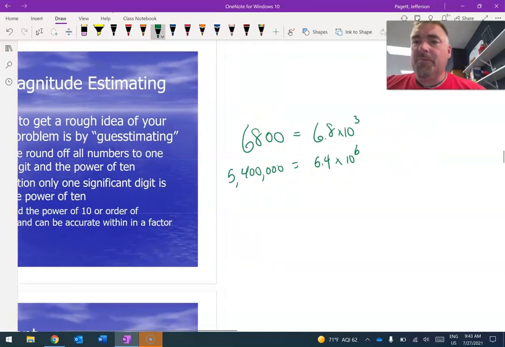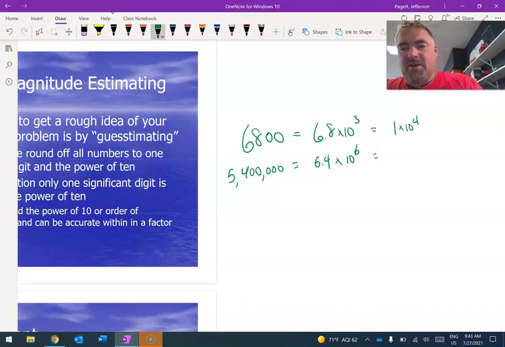Okay. Now, if I were to do an order of magnitude here, what I'm going to do is I want to round this to the nearest power of 10. And so my 6.8, this is going to round up. So this is going to give me basically 10. So it would be 1 times 10 to the 4th. Okay, so 10 to the 3rd, or 1 times 10 to the 4th.